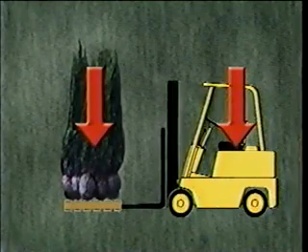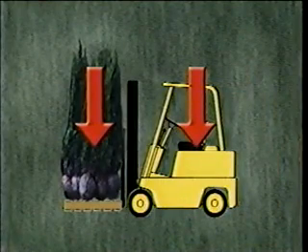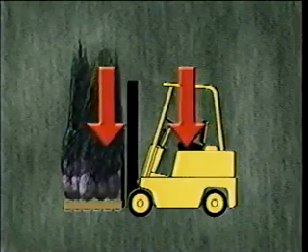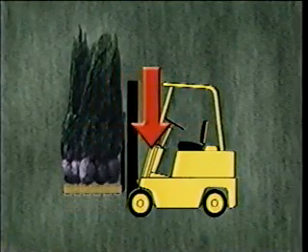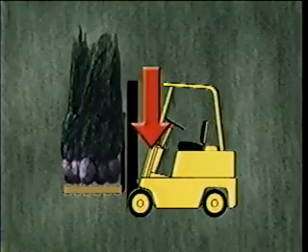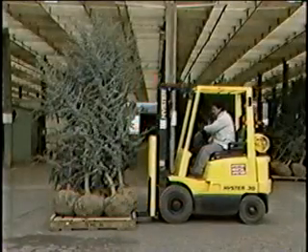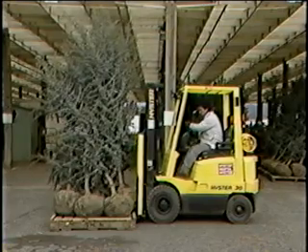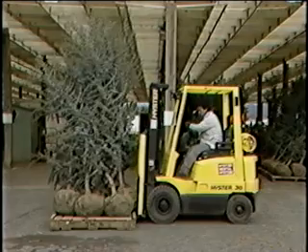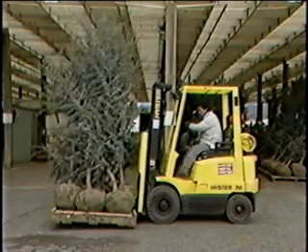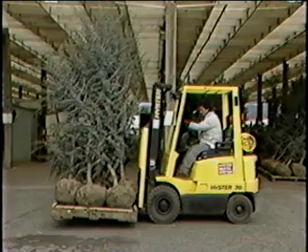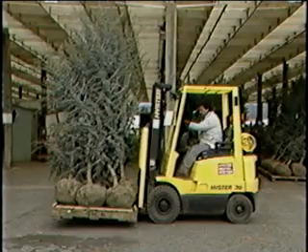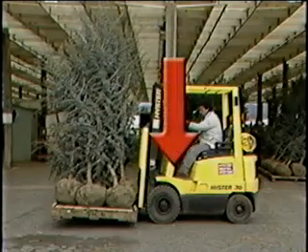Notice where the center of gravity of the load and the center of gravity of the forklift are. Now watch what happens to the combined center of gravity when the load is lifted. This is important to know because when you pick up the load with your forklift, the center of gravity of the forklift and the load combined will be determined by the weight and arrangement of the load. For example, in this illustration, the center of gravity from front to back is here.